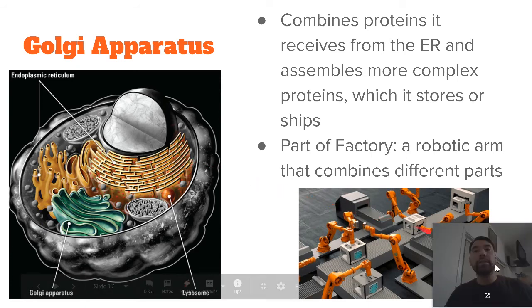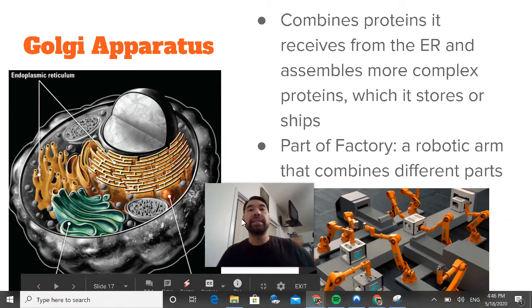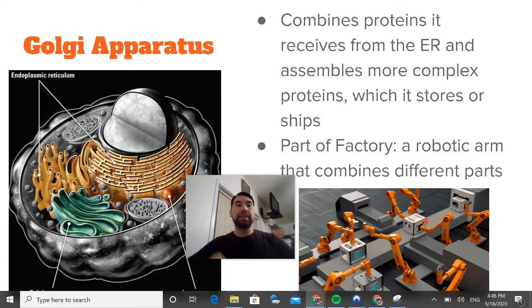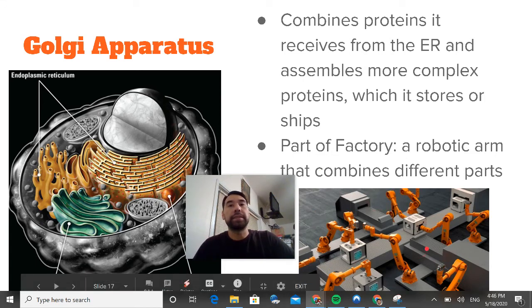Okay? So if this were in the factory, we would say that this is like a robotic arm. A robotic arm will take different pieces and combine them to make a more complex device. Well, that's what the Golgi apparatus does. It receives all these proteins that are made by the ER, combines them into complex proteins, and then either stores them or ships them off somewhere else.